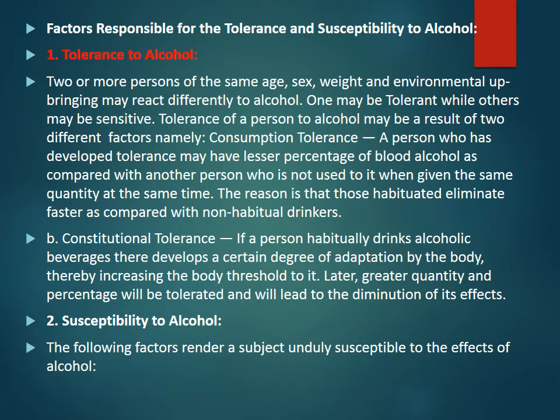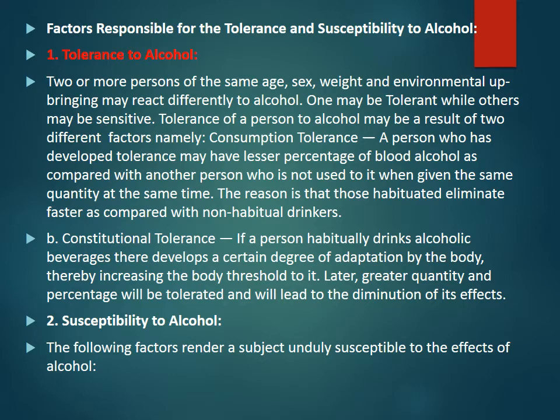Now, let's go to the factors responsible for the tolerance and susceptibility to alcohol. First, tolerance to alcohol. Two or more persons of the same age, sex, weight, and environmental upbringing may react differently to alcohol. One may be tolerant while others may be sensitive. Tolerance of a person to alcohol may be a result of two different factors, namely consumption tolerance. A person who has developed tolerance may have a lesser percentage of blood alcohol as compared with another person who is not used to it when given the same quantity at the same time. The reason is that those habituated eliminate faster as compared with non-habitual drinkers.